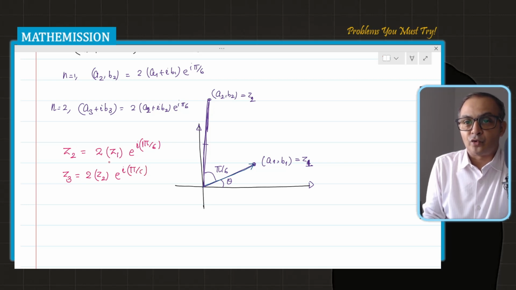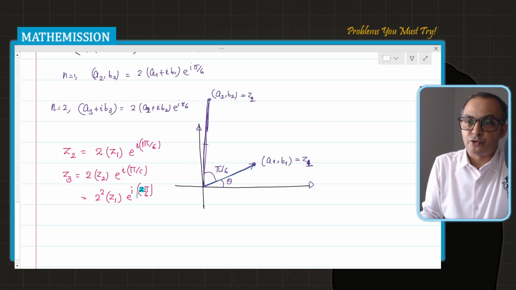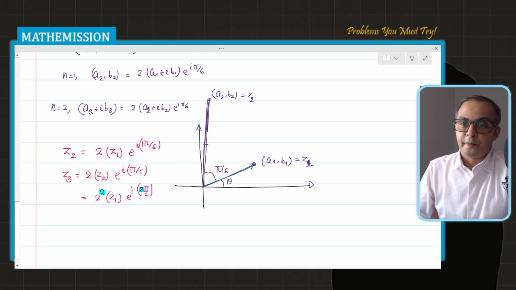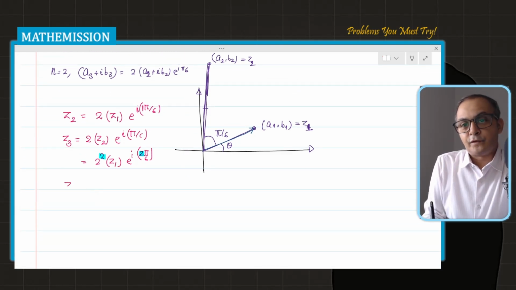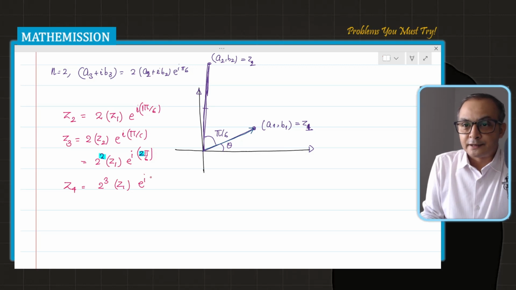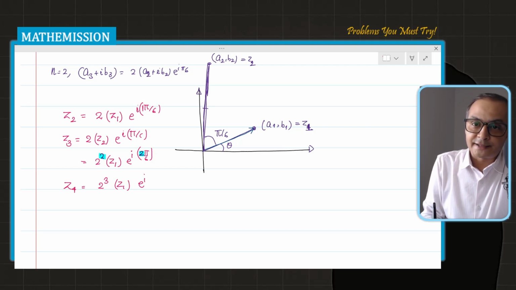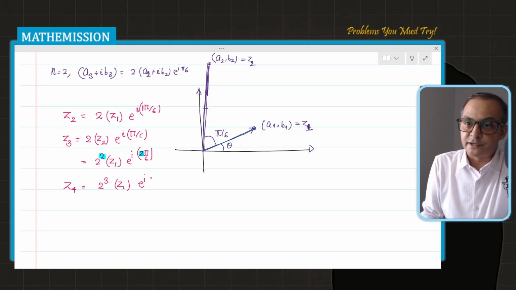But Z2 is already this in terms of Z1. So you can see that it becomes 2 square Z1 and e to the power i 2 pi by 6. Notice that this factor here is 2, and this power here is 2. So can we guess what will happen for Z4? For Z4, I will have 2 to the power 3 Z1 and e to the power i, then this will become 1 less than the subscript here, that is 3 pi by 6.